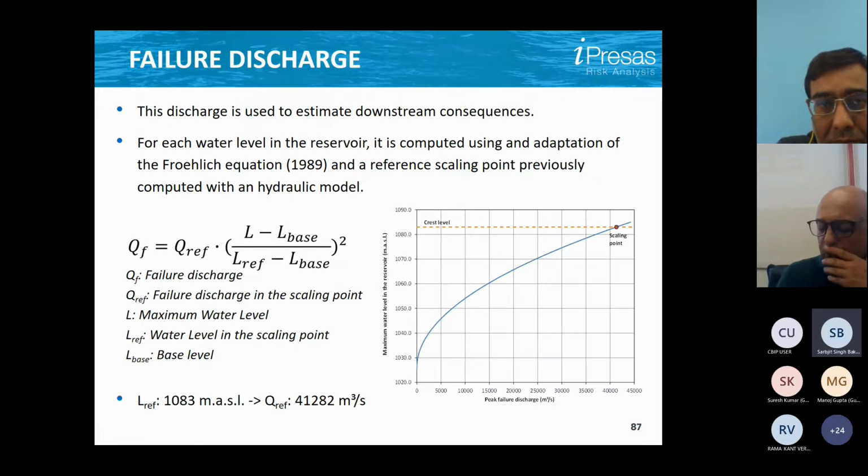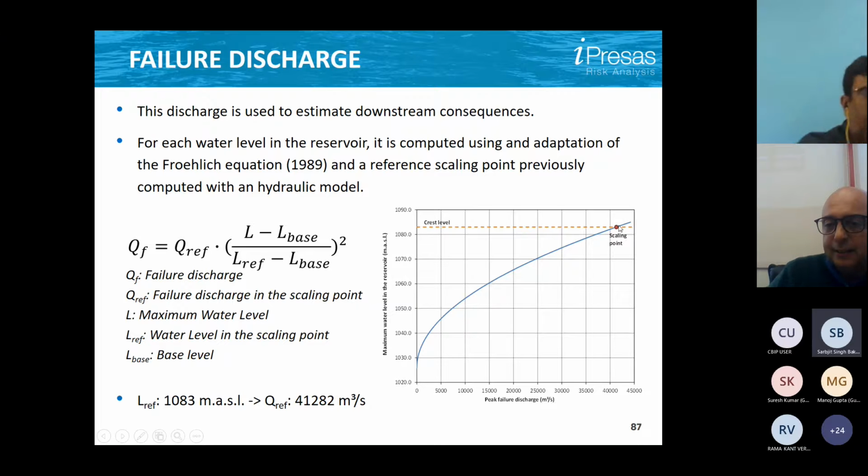More things. We need to estimate the consequences downstream that are linked to a peak discharge. So the software is doing that for us, but it needs at least 2 points. One known water pool level, and if the dam breaks at that water pool level, it needs the discharge. So please write down that we know that if it breaks exactly at the crest, the discharge would be 41,282 cubic meters per second.